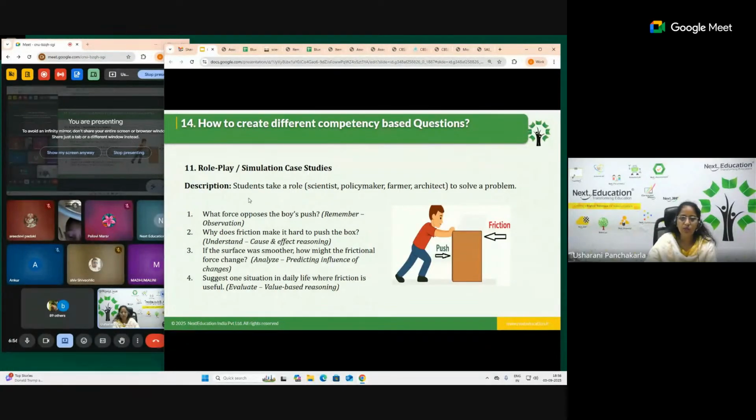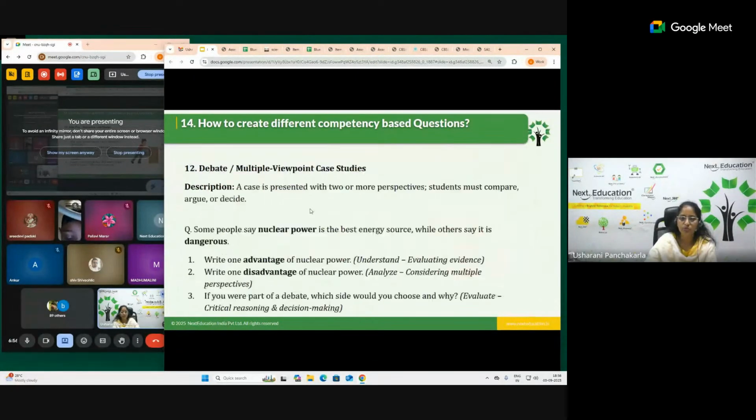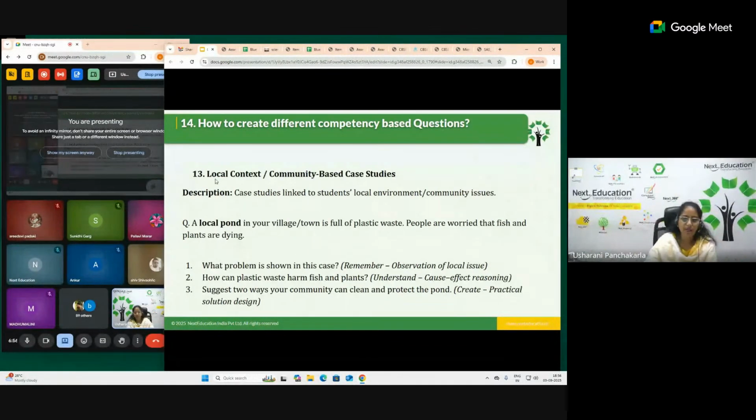Then role play or simulation-based questions, then debate or multiple viewpoint case study questions, then local context or community-based case study questions. Here, rather than the subject, English also comes in. Unless they understand the comprehension of the paragraph given as context, they will not be able to answer. So English comes first. Any assessment, even without the support of English, cannot be justified by the student.